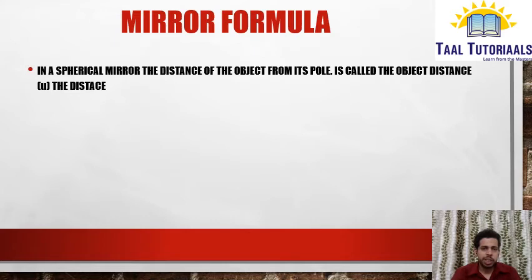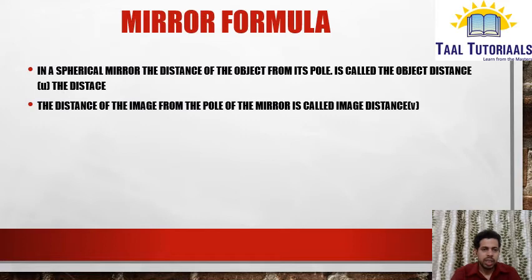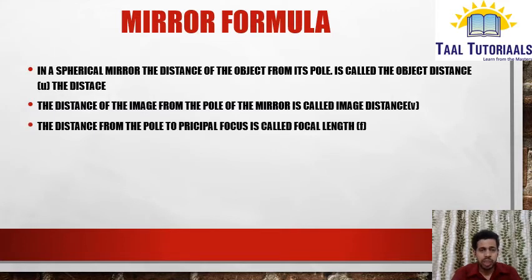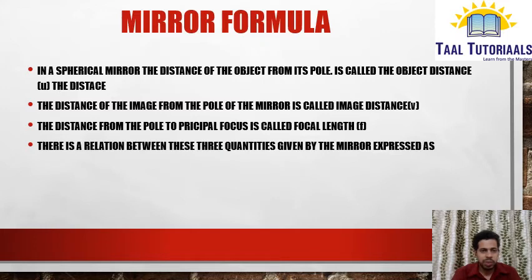In a spherical mirror, the distance of the object from its pole is called the object distance. The distance of the image from the pole of the mirror is called the image distance. The distance from the pole to the principal focus is called the focal length. We already know this, right? So for all the distances we are giving one name. The distance from the pole to the object is the object distance. The distance from the pole to the image is the image distance. The distance from the pole to the principal focus is the focal length. The distance from the pole to the center of curvature is called the radius of curvature.